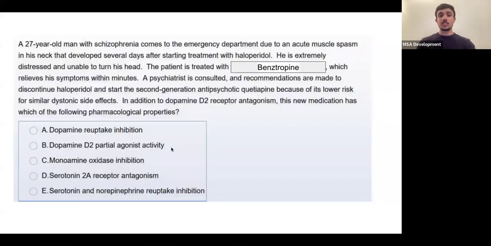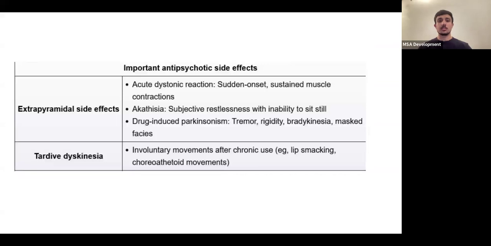So what did we learn from here? Extrapyramidal side effects, what they are, more in first generation, treat with benztropine, and the method of action of quetiapine. Great. Next, extrapyramidal side effects, very important to remember. Acute dystonic reaction: sudden onset, sustained muscle contractions. Akathisia, which is subacute: subjective restlessness with inability to sit still. Very typical. The question will tell you the patient is just moving around in the room. He can't stay in one place. Then drug-induced Parkinsonism, from the name. And then tardive dyskinesia is long-term: lip smacking, choreoathetoid movements. This most commonly happens with first-generation antipsychotics.